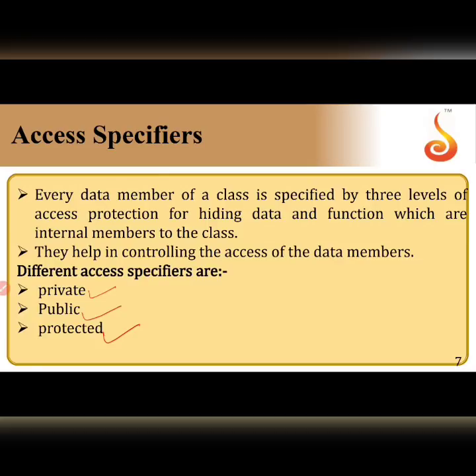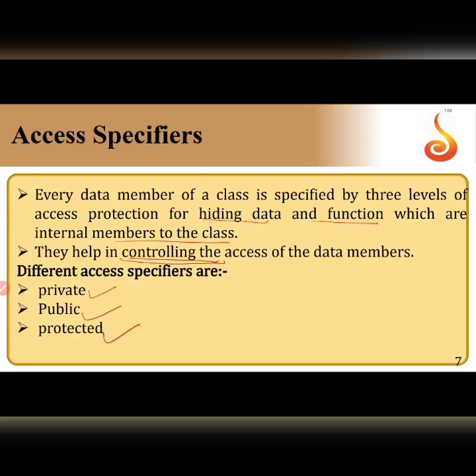We'll read this. Every data member of a class is specified by three levels of access protection. That is, access protection for hiding data and functions which are internal members of the class. They help in controlling the access of data members. That is, you can control who can access, who cannot, and where it can be accessed.